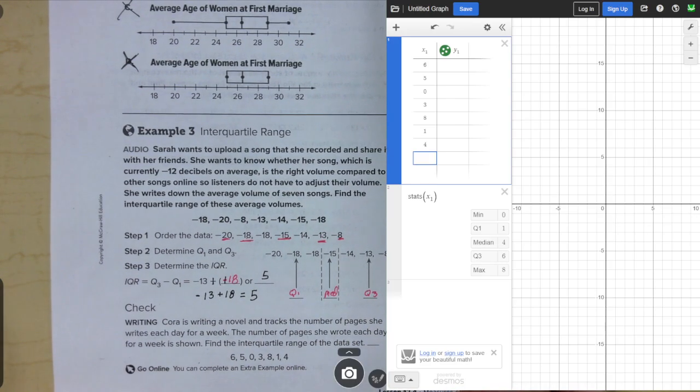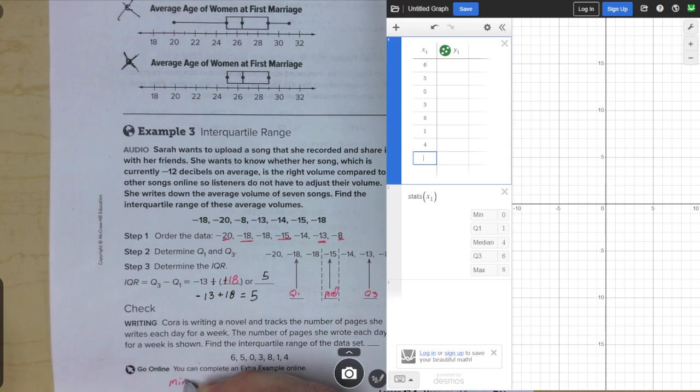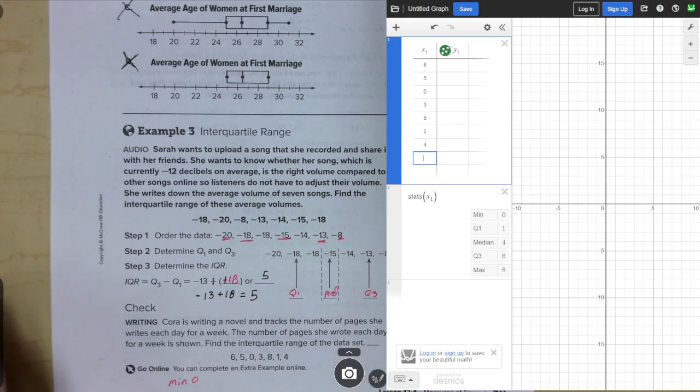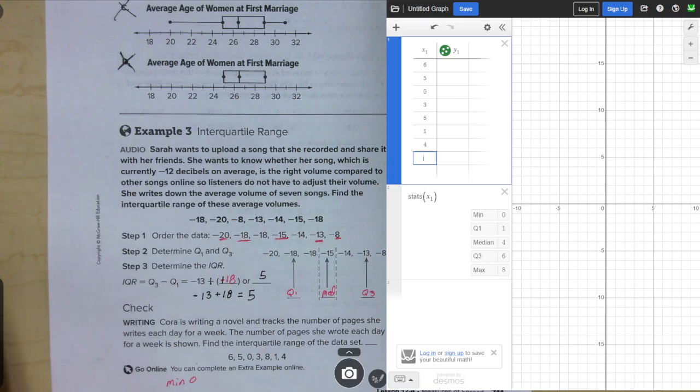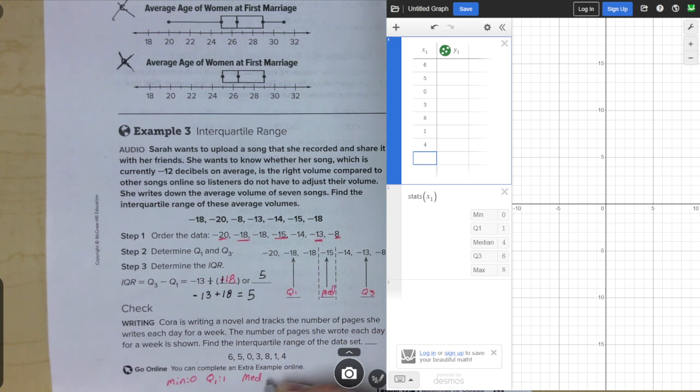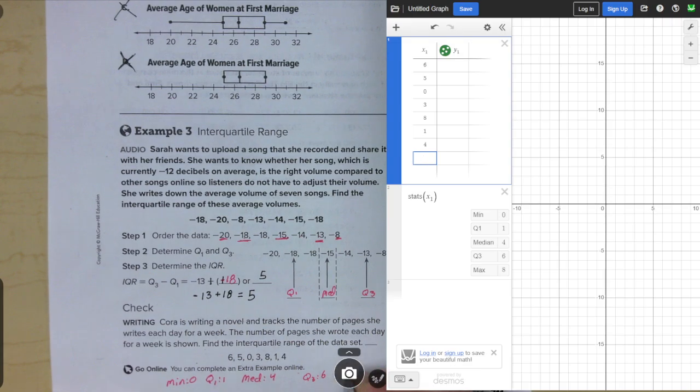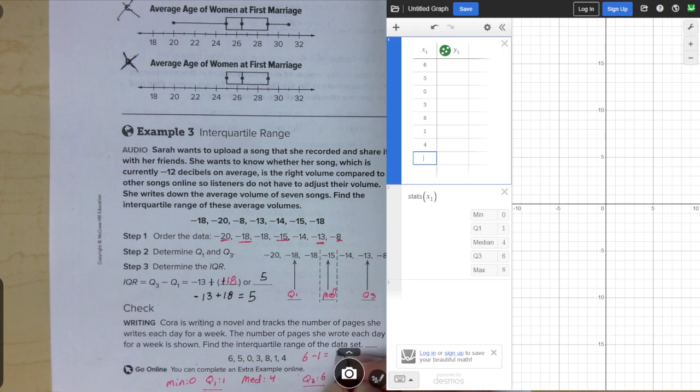All right. So min is 0. Q1 is 1. The median is 4. Q3 is 6. And the max is 8. So the interquartile range will be Q3 minus Q1. So that's going to be 6 minus 1, which is 5.